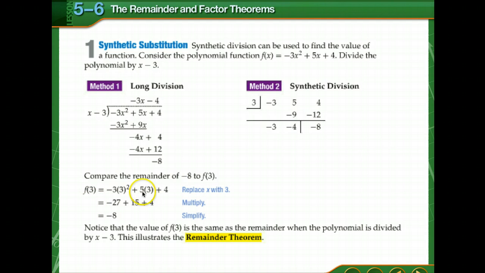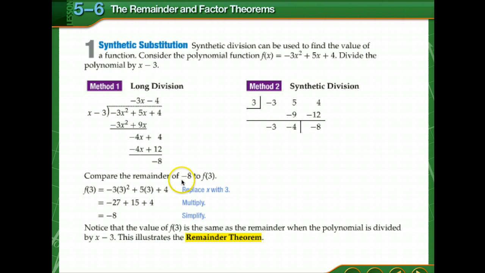Synthetic division can be used to find the value of a function. So let's consider this polynomial, negative 3x squared plus 5x plus 4, and we're going to divide the polynomial by x minus 3. So this is one method, we use long division, and then we've also learned about synthetic division.